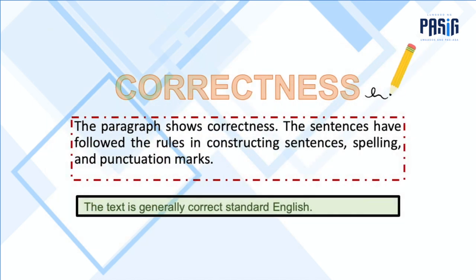The last one is correctness. The paragraph shows correctness. The sentences have followed the rules in constructing sentences, spelling, and punctuation marks. The text is generally correct standard English.